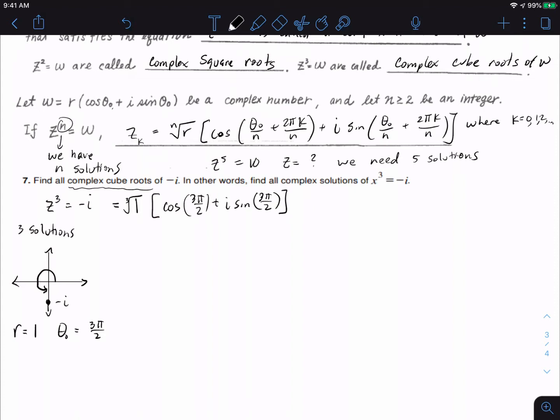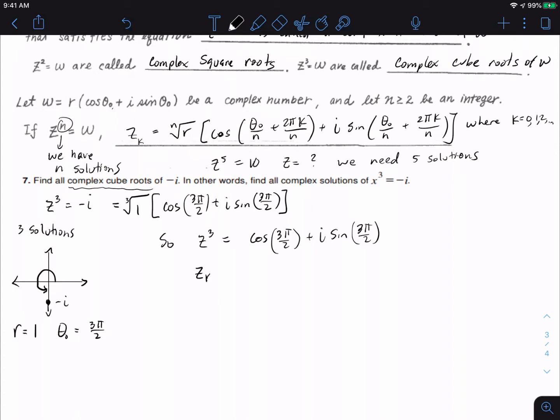Now, what's going to happen here, that almost looks like a pi, doesn't it? I don't want that to be a pi. It's the cube root of 1. So what's going to happen here is this. We have z to the third is going to be equal to cosine of 3 pi over 2 plus i sine 3 pi over 2.